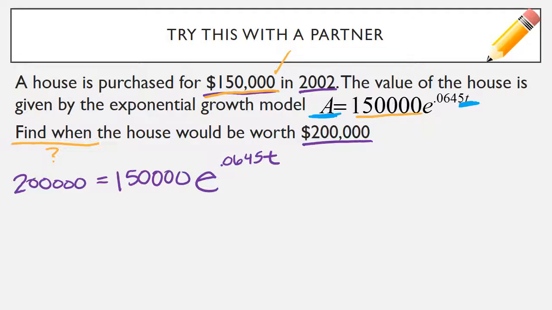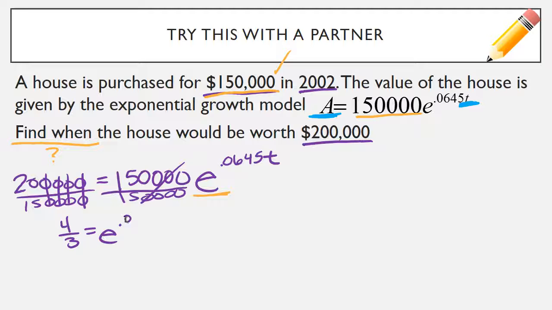So this now looks like every equation we've worked on up to this point. My goal is to isolate that base and to solve for t. So first I need to divide both sides by 150,000. Kick that to the other side. Don't plug that in your calculator when you have so many zeros. Just drop all those zeros. So that takes me down to 4/3 equals base e to the 0.0645t.